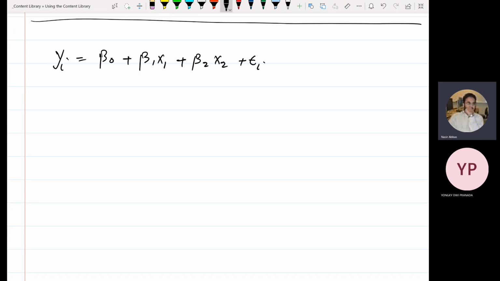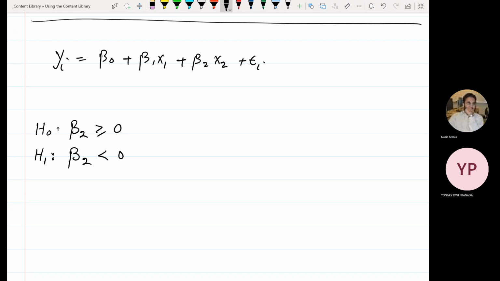Some remarks for your interest. If I want to test that beta 2 is more than or equal to 0 against beta 2 is less than 0, can I use a partial f-test? The answer is no. The only option is to use the t-test. There is no one-sided version of f-test. Remember, there is no one-sided version of f-test. The only one-sided test for third chapter is the t-test.